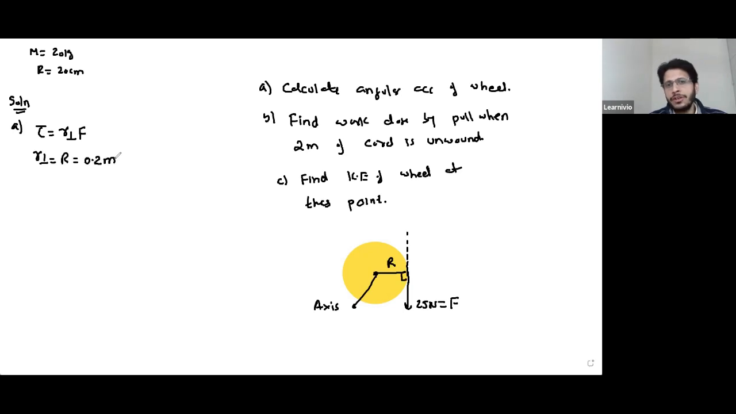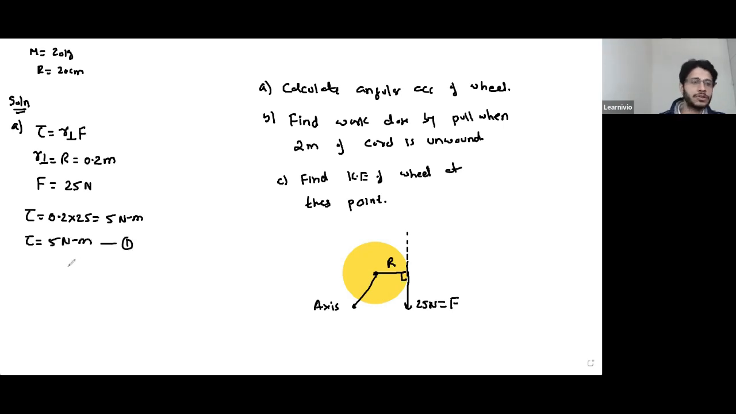Your R perpendicular is equal to 0.2 meter, and the force which is acting on the wheel is 25 Newton. So if I substitute all values here, then your torque comes out to be 0.2 into 25. That's basically 5 Newton meter. Right. So that's your torque, which is 5 Newton meter.